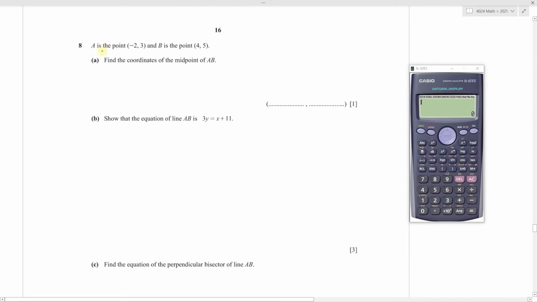Question number 8. A is the point (-2, 3), B is the point (4, 5). Part A is find the coordinates of the midpoint of AB. The midpoint is simply, you add the x coordinates, -2 plus 4, and then divide by 2, and do the same with the y coordinates, 3 plus 5 divided by 2. So this is 2 divided by 2, 1, and 8 divided by 2, 4. So 1 and 4. Show that the equation of line AB is this. First we'll find the gradient.